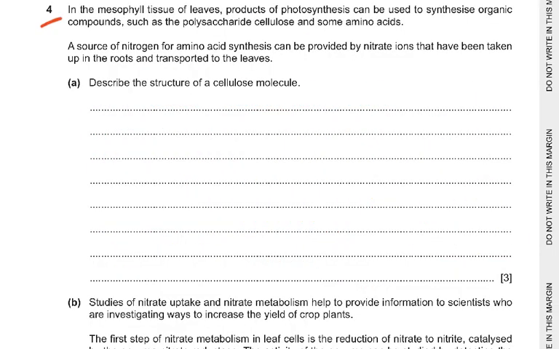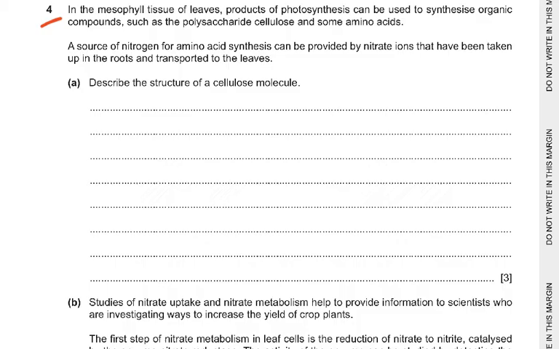Then we come to question number 4. In the mesophyll tissue of leaves, products of photosynthesis can be used to synthesize organic compounds such as polysaccharides, cellulose, and some amino acids. A source of nitrogen for amino acid synthesis can be provided by nitrate ions that have been taken up in the roots and transported to the leaves. Describe the structure of a cellulose molecule.